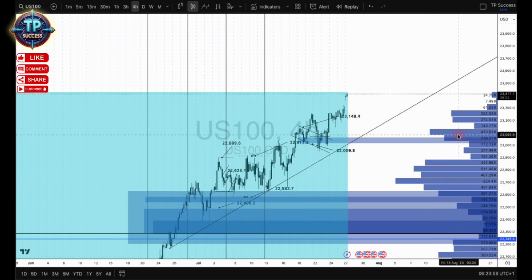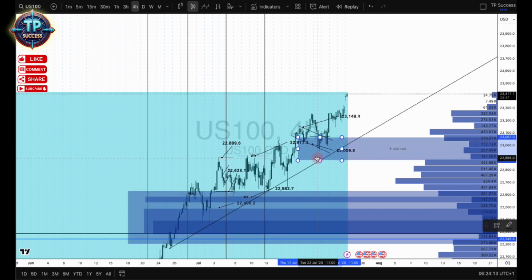Now we can see the low volume node has changed. A lot of business was done in this area, so this has stopped being a low volume node. That has changed entirely, and the low volume node now needs to be adjusted. So this is in fact the new low volume node.